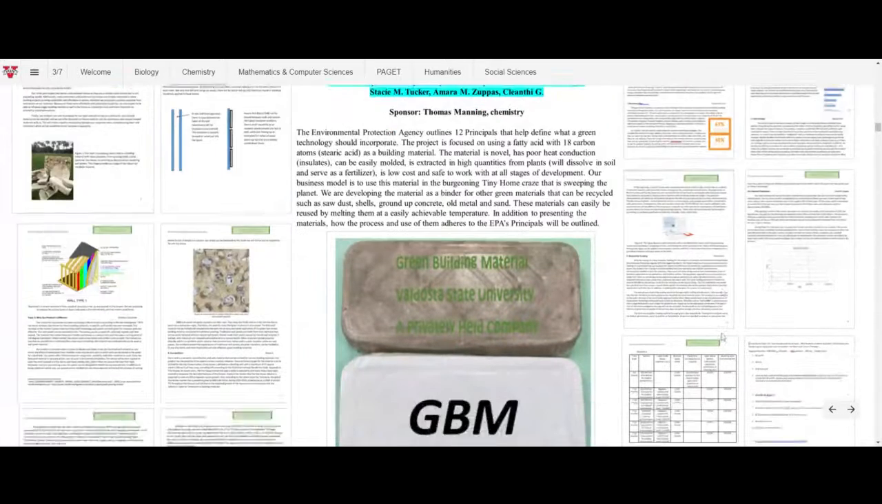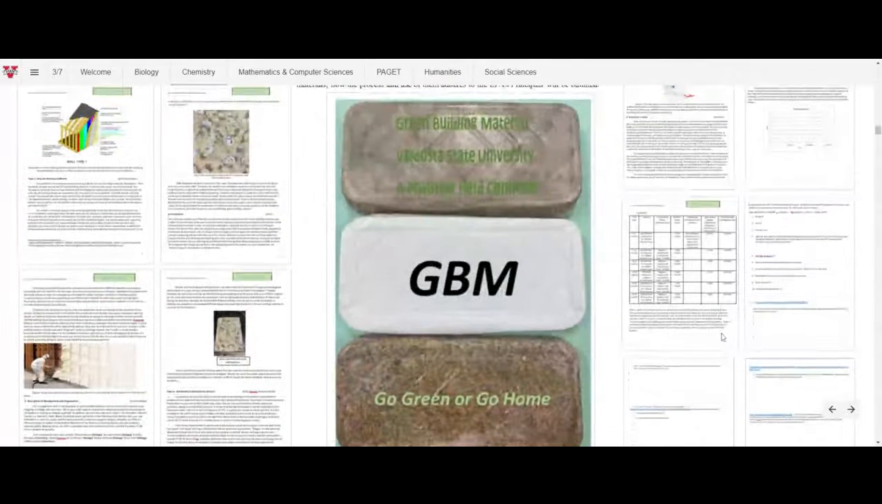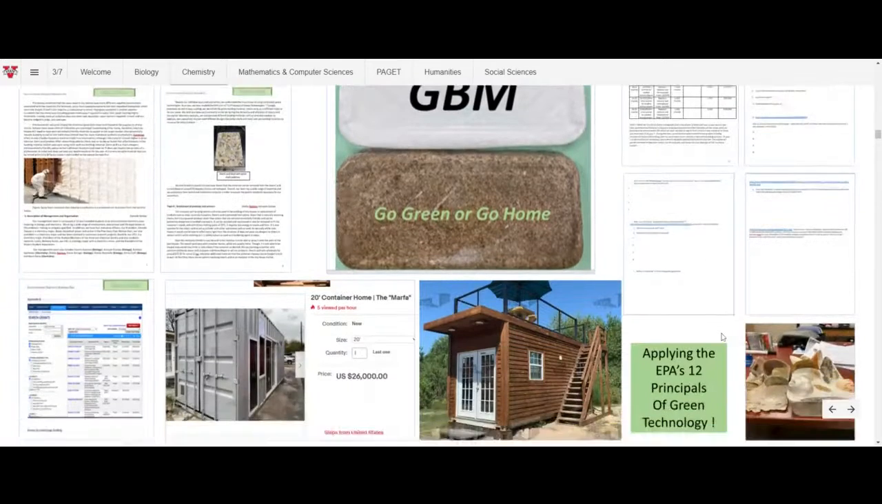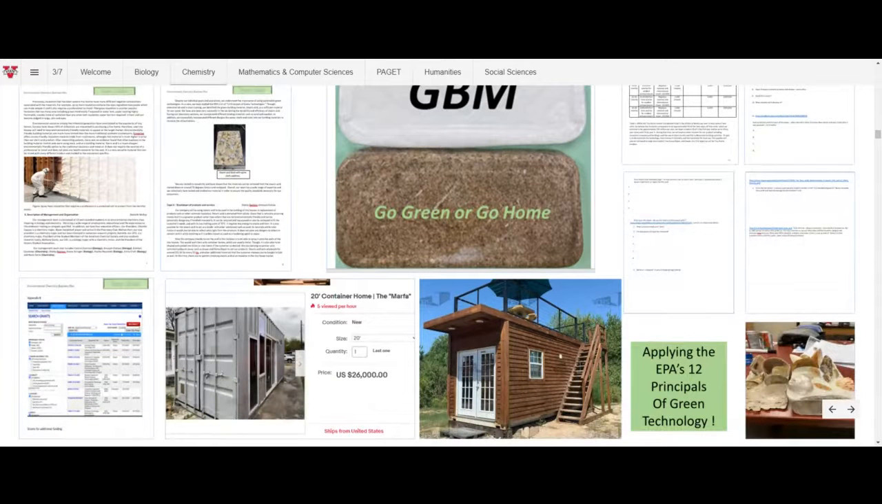Yeah, no problem. So this project was with our environmental chemistry class, and we basically are using stearic acid molds as a way to create more environmentally friendly green building material for tiny houses. So basically, we have different models, so we can either do a spray-on version, or you can use the stearic acid to make blocks, and you can also put little designs on them as well.